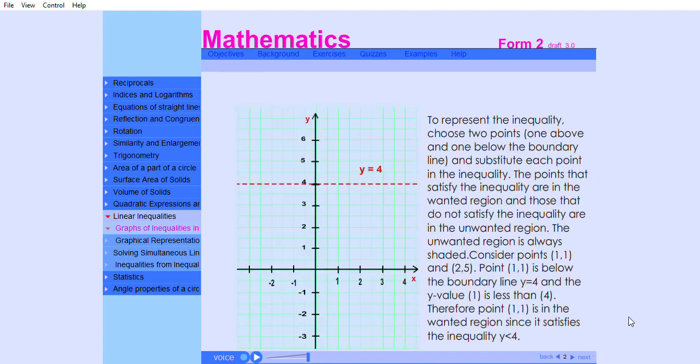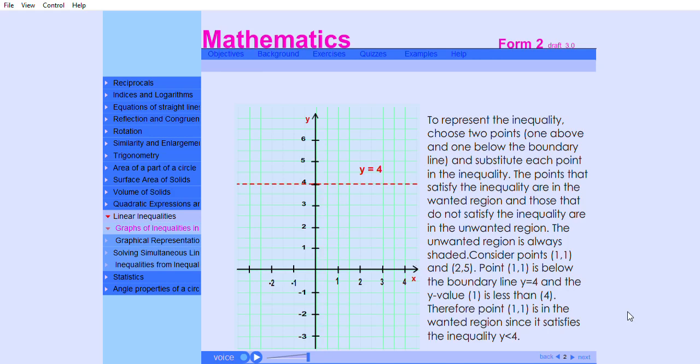To represent the inequality, choose 2 points, one above and one below the boundary line, and substitute each point in the inequality. The point that satisfies the inequality is in the wanted region, and the point that doesn't satisfy the inequality is in the unwanted region. The unwanted region is always shaded.